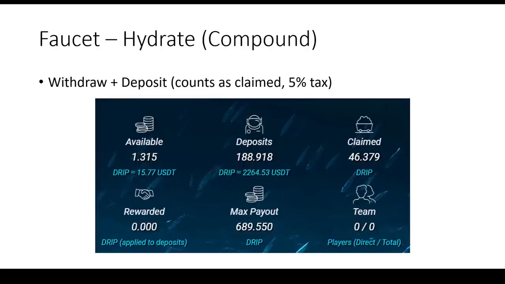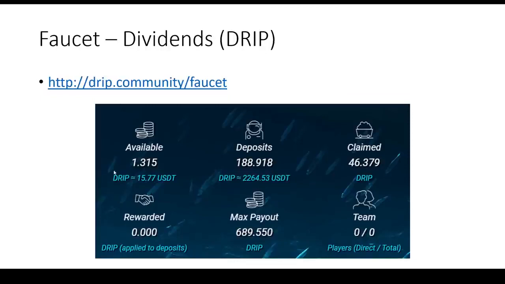Hydrating. So, hydrating is just a word in the Drip network that means compound. So when you hydrate, you're just compounding your interest. The hydrate function, actually, let me back up a second. So when you have tokens over here in available, remember, you can claim those, meaning you can pay the 10% tax and just get those Drip tokens transferred back out to your wallet, or you can compound or hydrate those tokens. If you claim them, 10% tax. If you hydrate them, 5% tax.